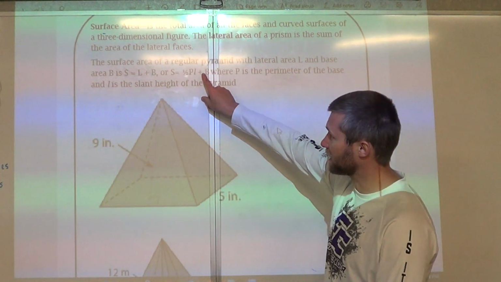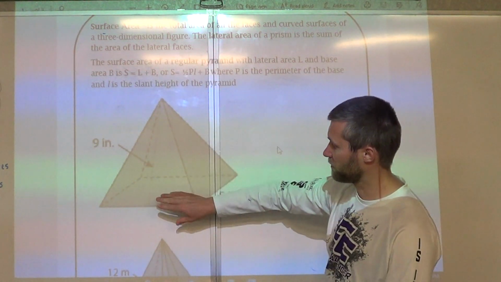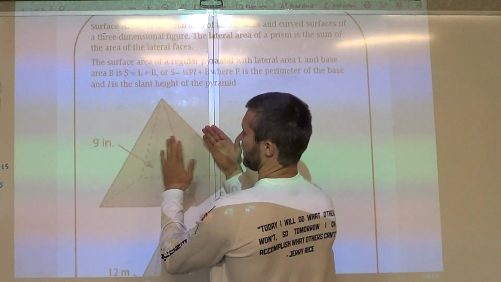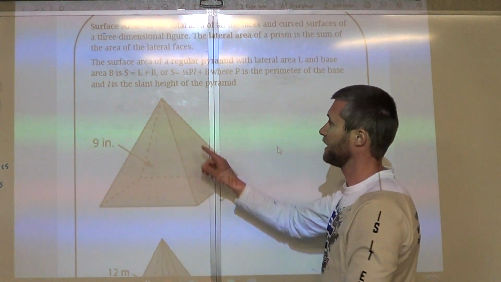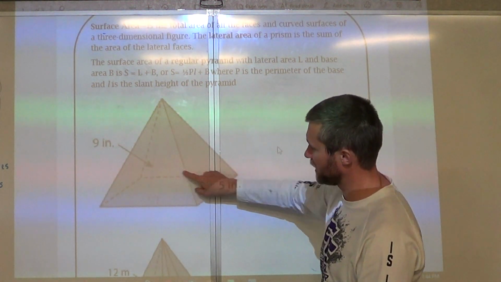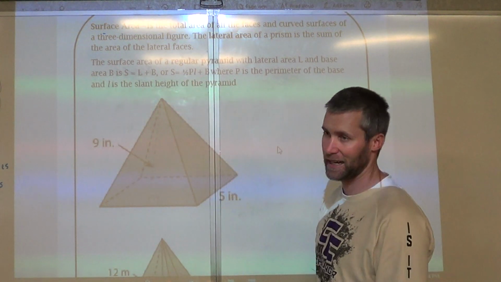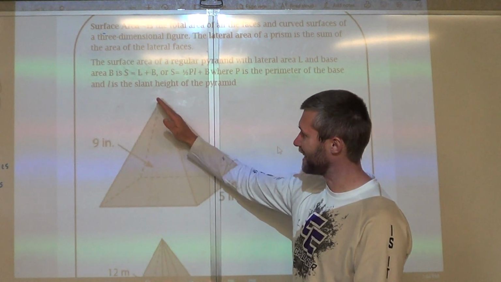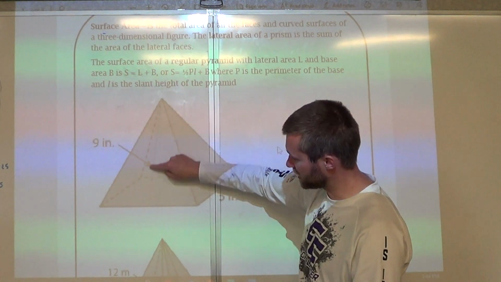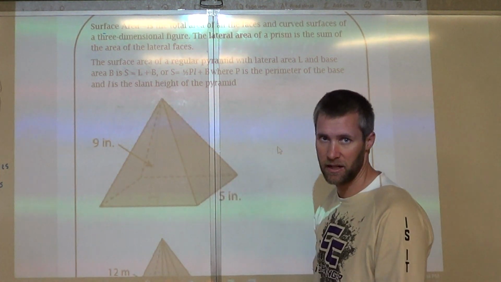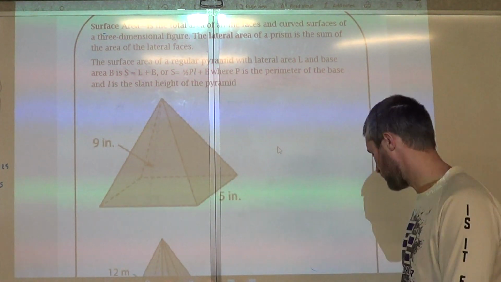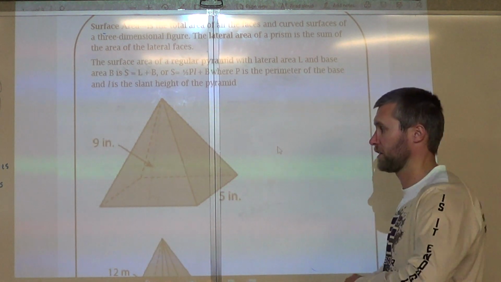More specifically, to find the lateral area, to find these triangles that all line up on the side, it's 1/2 the perimeter of this base times the slant height. So we're going to look for this height that comes at a diagonal. For example, they give us the slant height here. Other times they won't give it to us, so we'll have to use the Pythagorean theorem.